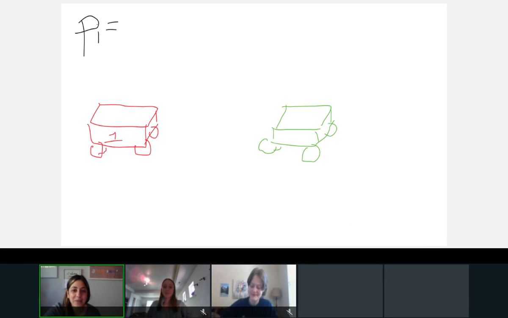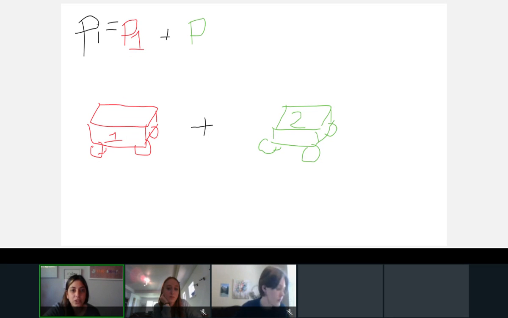Okay. So then we've got wagon 2. So we have our system. We need to know what the momentum is of our system. So how are we going to find our initial momentum? Think about what we just did. We want to know the total momentum. When we do total momentum, what are we doing? We're adding it. So what we're doing is adding the momentum of wagon 1 to the momentum of wagon 2.